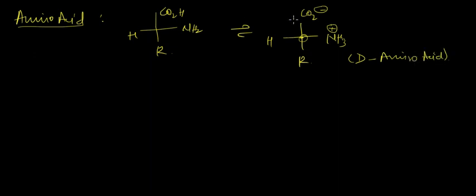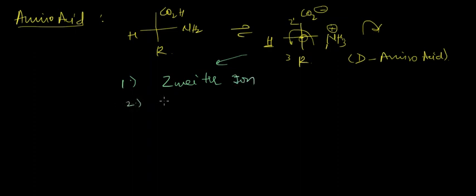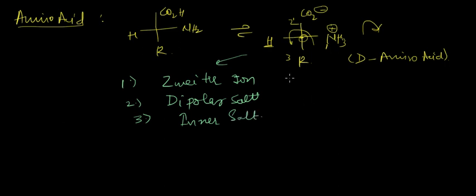So this is the first priority, this is the second, this is the third priority, and it would be clockwise again because of the horizontally placed H atom. So it would be a D amino acid. This acid is also known as a zwitterion or dipolar salt or inner salt because of the charges separated within the compound. Okay, it is called inner salt, dipolar salt, and zwitterion.